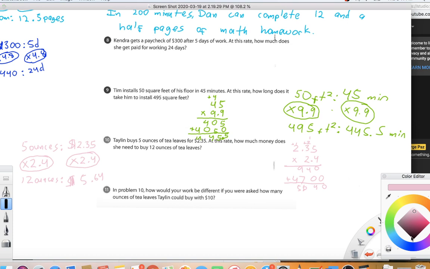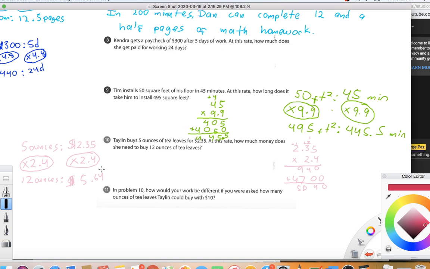Green, blue, purple. Let's do red. We haven't done red. There we go. So in problem 10, which is this one, how would your work be different if you were asked how many ounces of tea leaves Talon could buy with $10? Oh, with $10, we would have to make this into $10.